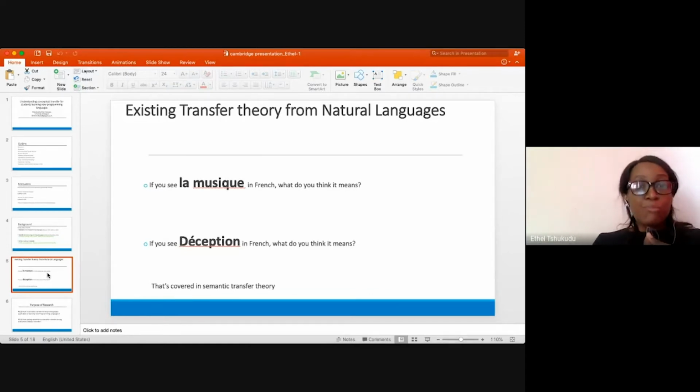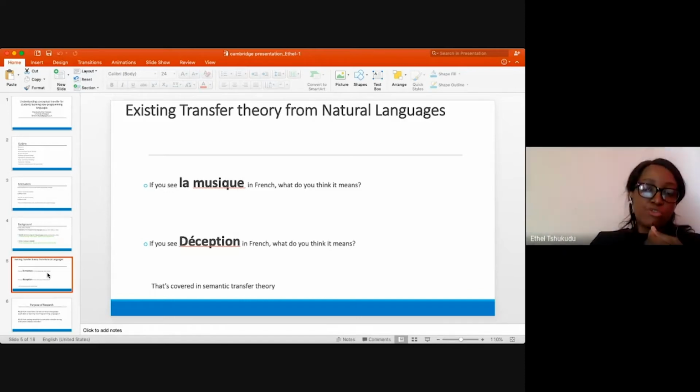So going back to La Musique, I guess people who don't know French in this group might have guessed it could mean music in English, and they are correct. But then, if anybody thought the second one means deception in English, then they are wrong. It actually means disappointment.